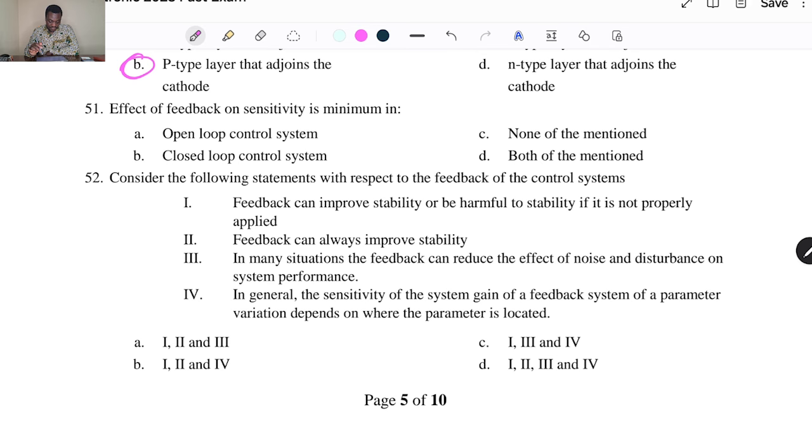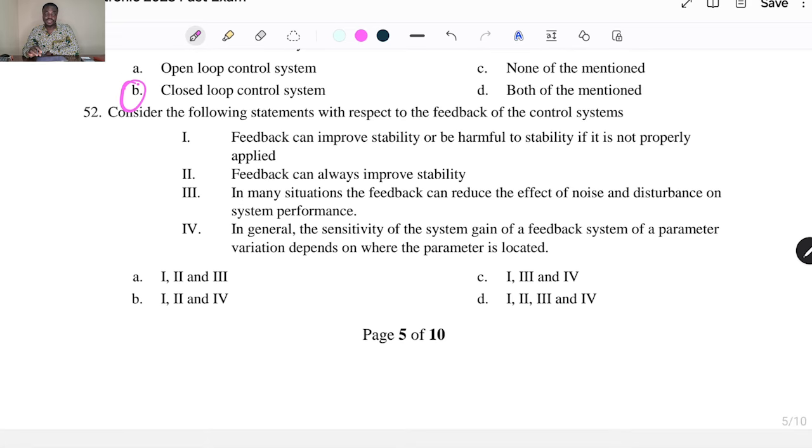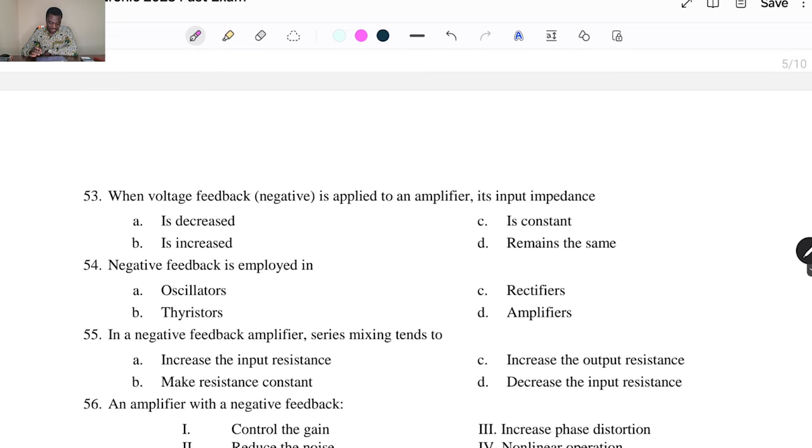The effect of feedback on sensitivity is minimum in closed loop. When you are closed loop, the sensitivity is going to be reduced. When voltage feedback is applied to an amplifier, its input impedance. Here we are talking of voltage feedback. When it is applied to an amplifier, its impedance is going to increase, right? The input impedance will increase, so it's B.